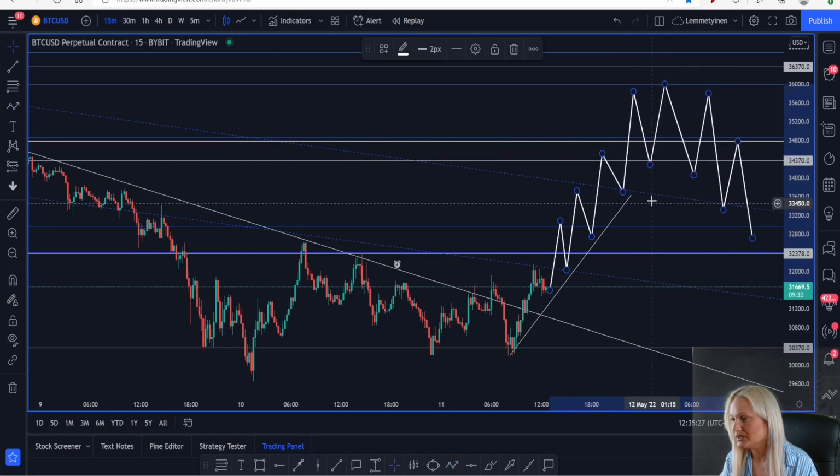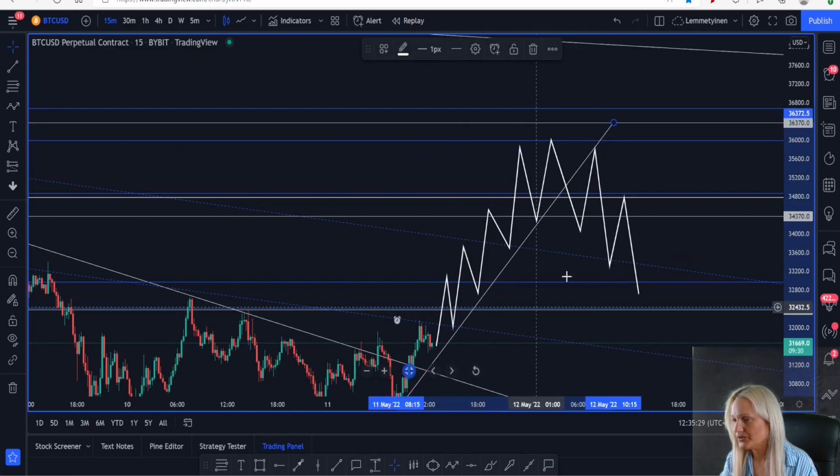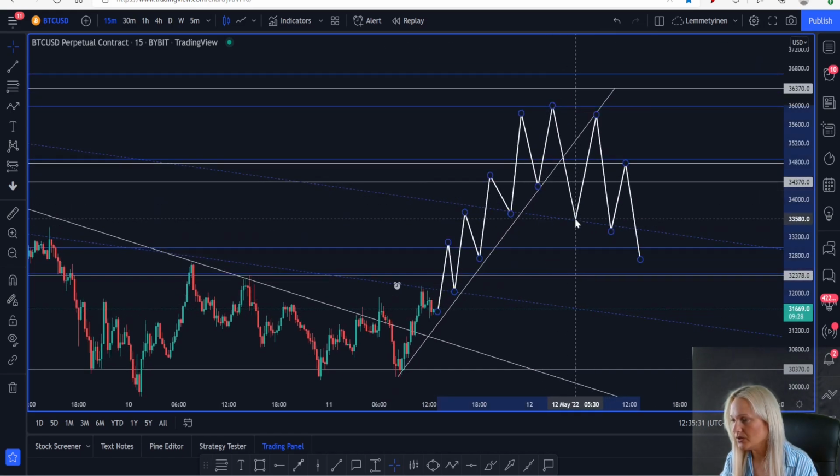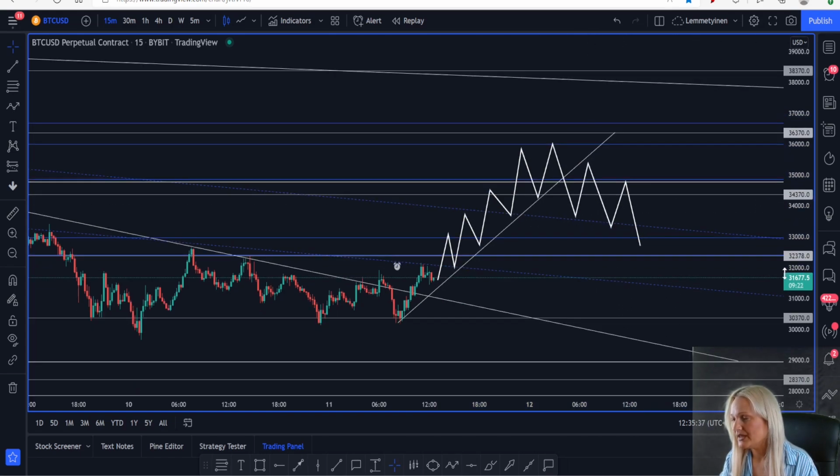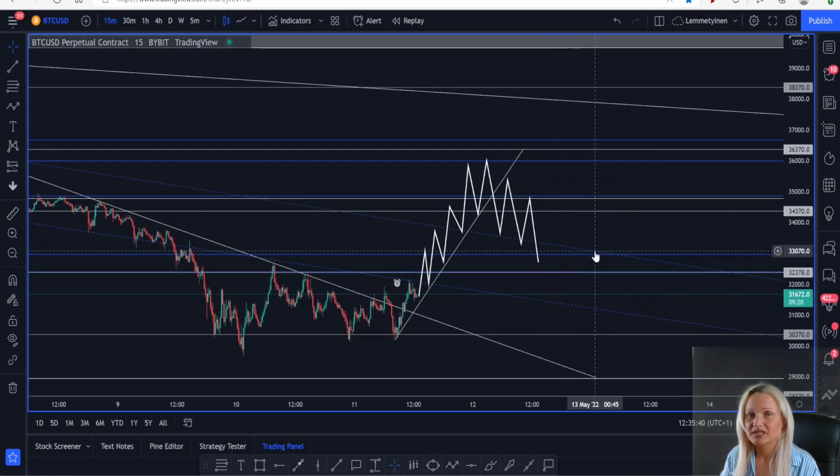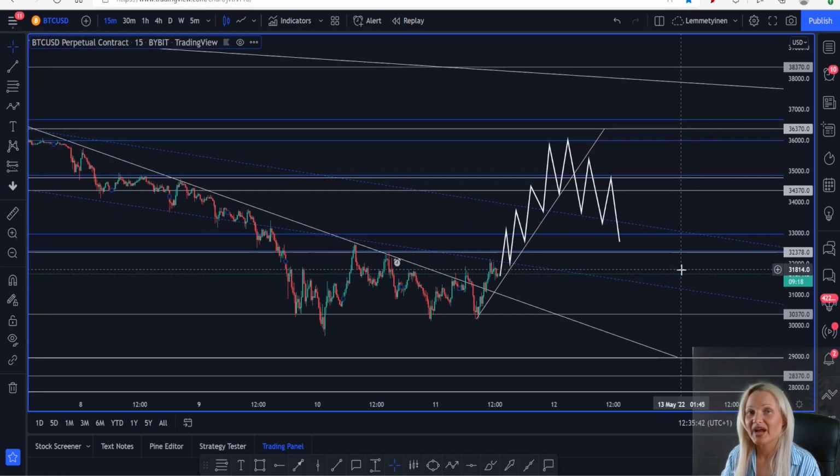So when the market comes to these levels, we want to see the market break the support trend line, create the lower low, for me to be able to sell the market at the lower high, and then set my take profits, my stop loss, and then just see whatever happens to Bitcoin.